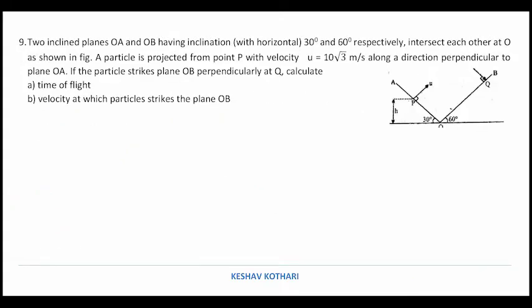Two inclined planes OA and OB having inclination with the horizontal 30 degrees and 60 degrees respectively intersect each other at O as shown in the figure. A particle is projected from point P with a velocity of 10 root 3 meter per second along a direction perpendicular to the plane OA. If the particle strikes the plane OB perpendicularly at Q, then calculate the time of flight and the velocity at which the particle strikes the plane OB.